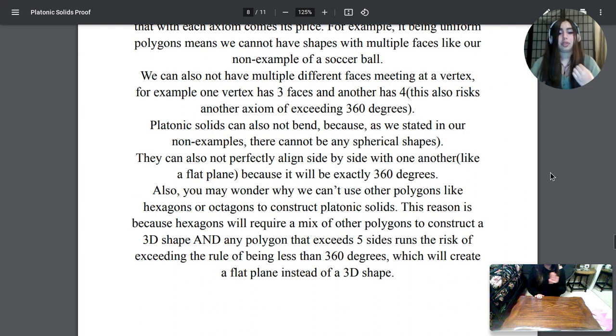Also, you may wonder why we can't use other polygons like hexagons or octagons to construct Platonic solids, and the more formal reasoning for this is that it will require a mix of other polygons. Like I said with the soccer ball, it also contains pentagons to construct a 3D shape. And any polygon that exceeds 5 sides runs the risk of exceeding the rule of being less than 360 degrees, and it will, like I said before, create a flat plane instead of a 3D shape.